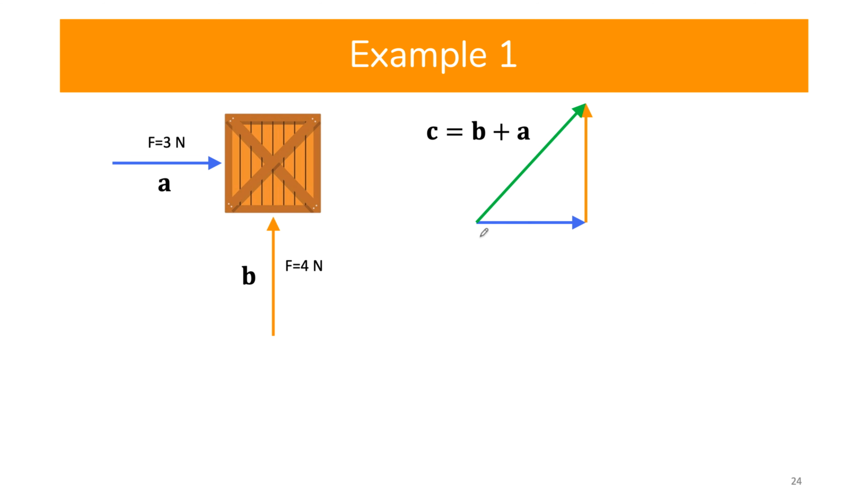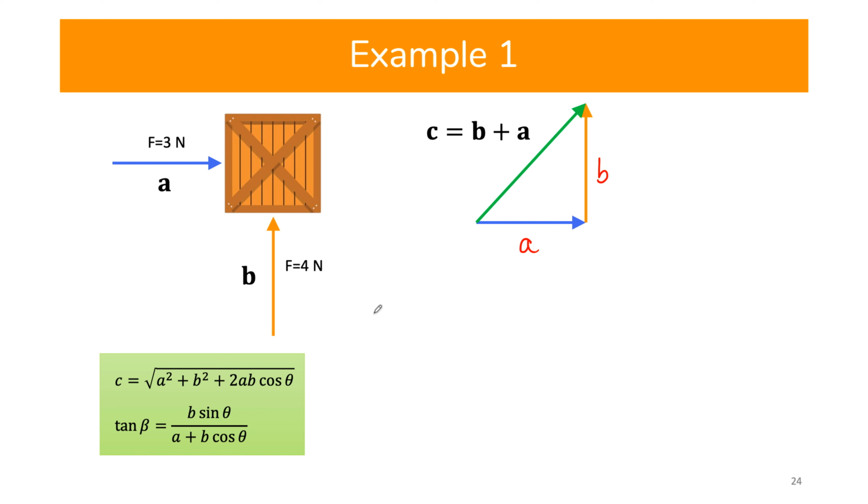What I do here is I start with a vector A, and then I attach the tail of vector B to the head of vector A, and therefore vector C is drawn from the tail of A to the head of B, like this. Now remember that the formula for the magnitude of the resultant force C in this case is here, and the angle that C is making with respect to A is this one.